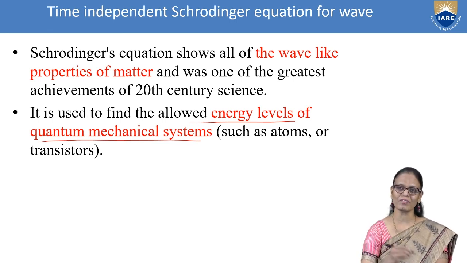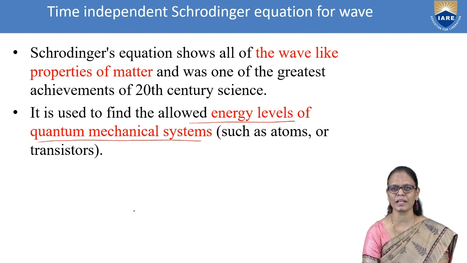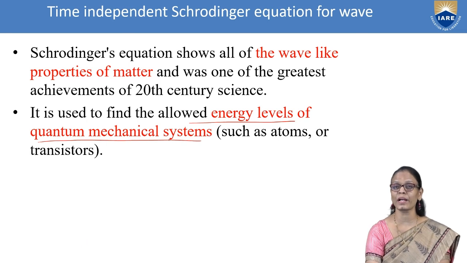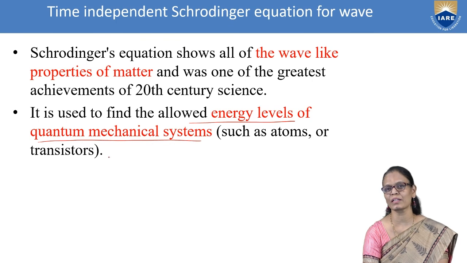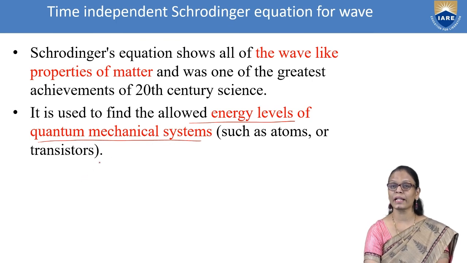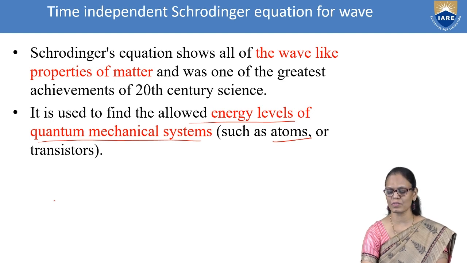But before, because this equation was there, and with the help of the solutions that were given by this equation, they could clearly tell about the energy levels of quantum mechanical system. That is why it has become a very important and the greatest achievement in the 20th century, because it could be applied to atoms, transistors and so on.